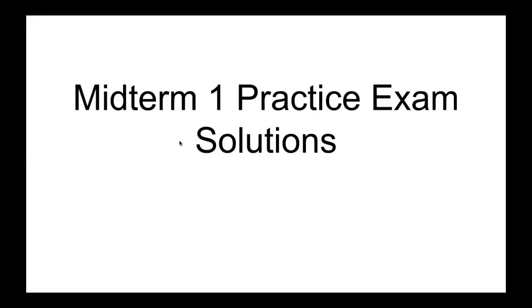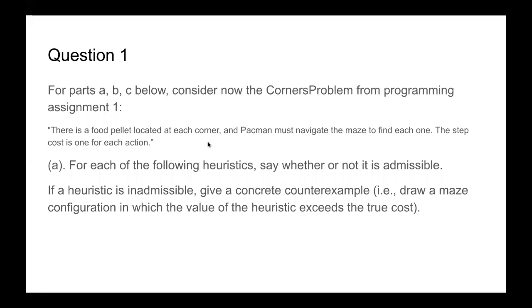Hey everyone, so we're going to be going over the midterm one practice exam solutions. First, we'll start with question one, which is the heuristics problem. For parts A, B, and C, we're going to be considering the corners problem from the first programming assignment, P1.